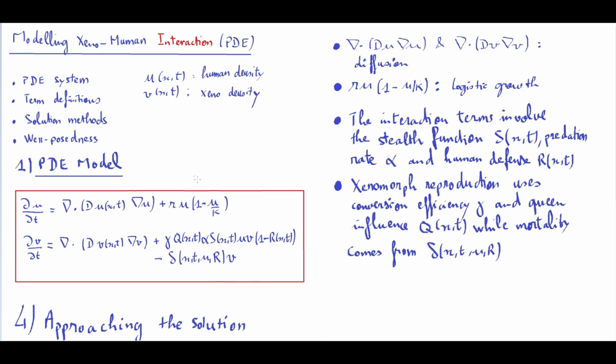The term r u (1 minus u divided by K) is the logistic growth. Carrying capacity K limits how many humans the environment supports. The interaction terms involve the stealth function S(x,t), the predation rate alpha, and the human defense term R(x,t). Also, the xenomorph reproduction uses conversion efficiency gamma and could influence Q(x,t), while mortality comes from the delta(x,t) u R term.